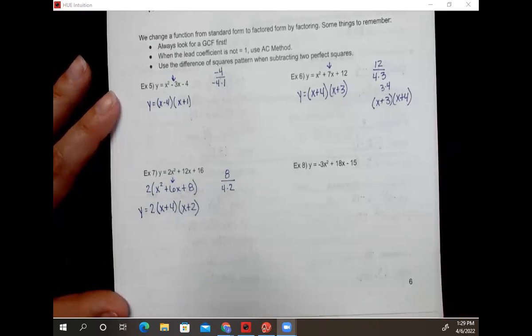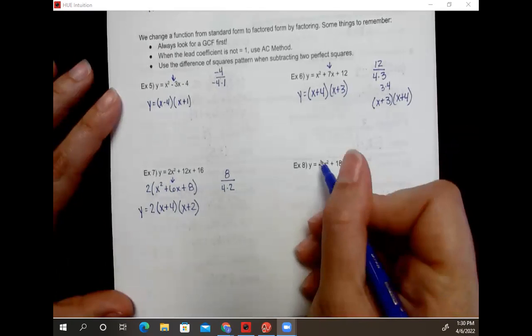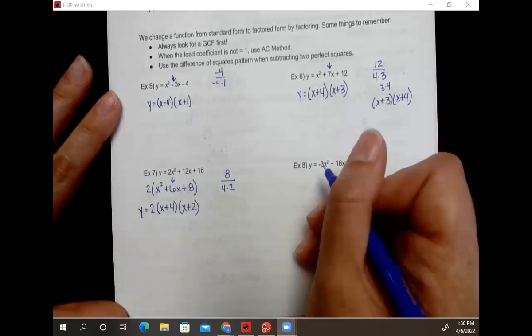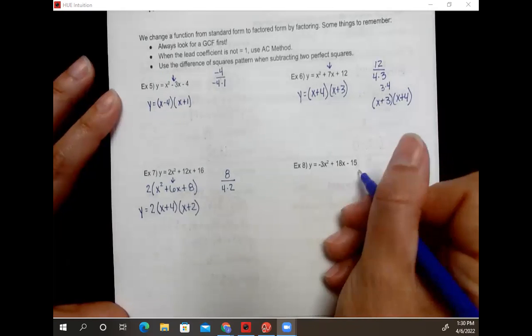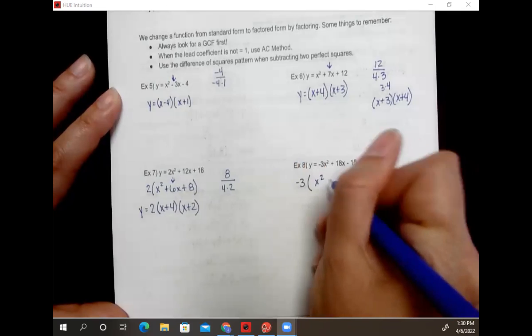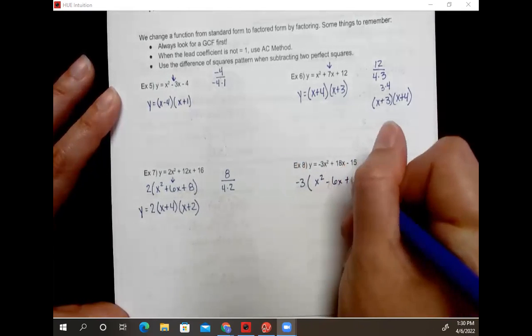that. Example 8, do we have a GCF there? Yes, we do. What is it? -3. Yeah, anytime your least coefficient is negative, even if that A value is just -1, I would pull out -1 as your GCF. Your work later on is going to be a little bit easier if your A value is positive. Okay, so we're going to pull out -3 here. I can divide all of these terms by -3, so that makes it a GCF. So that gives me x squared minus 6x plus 5.